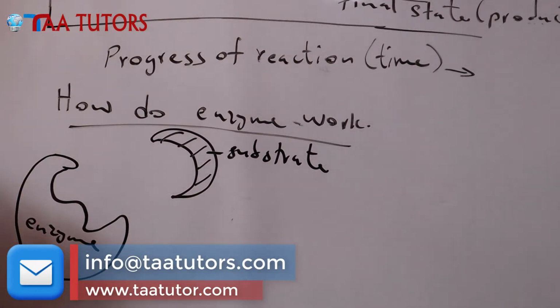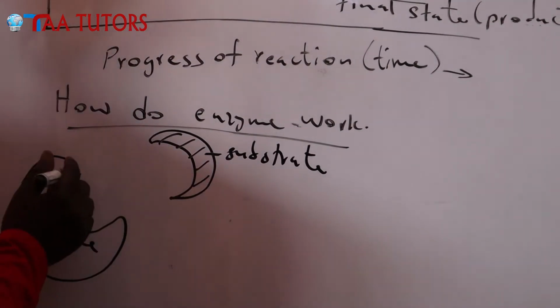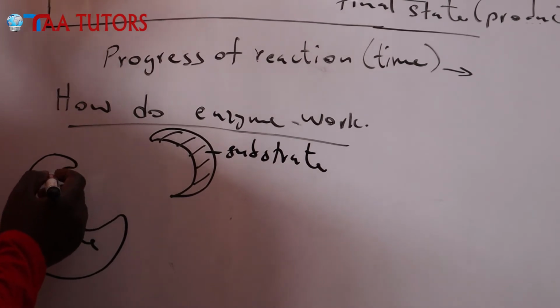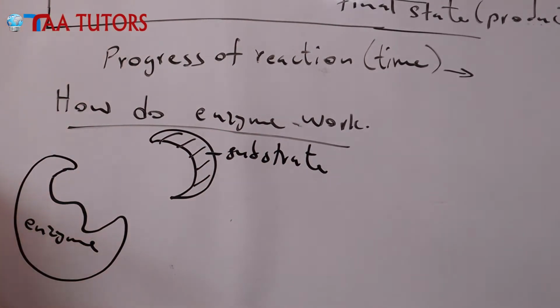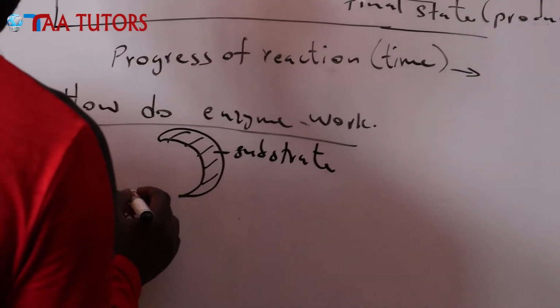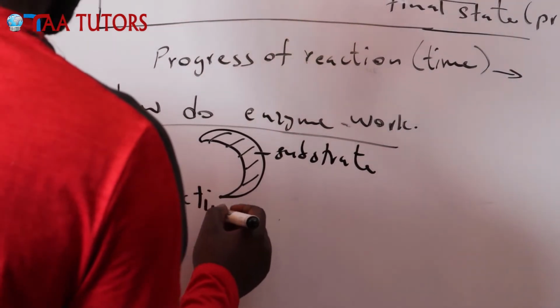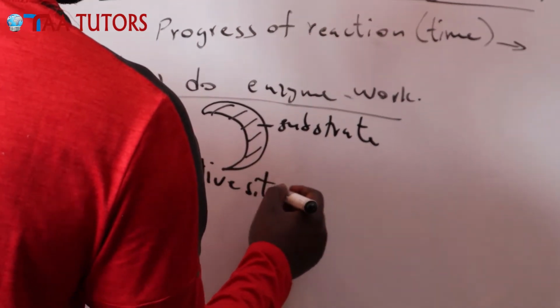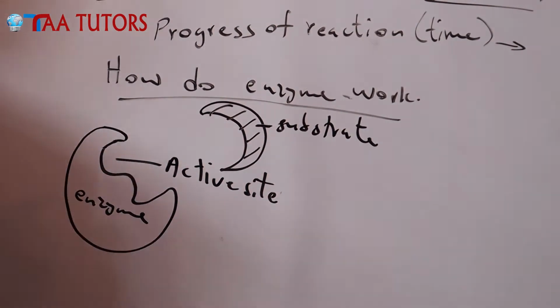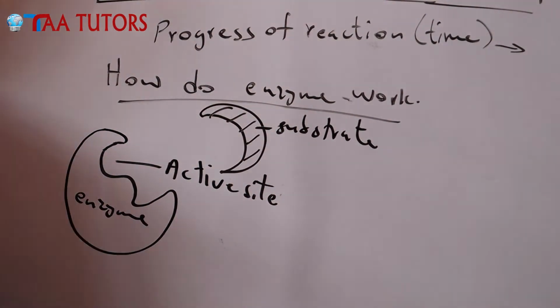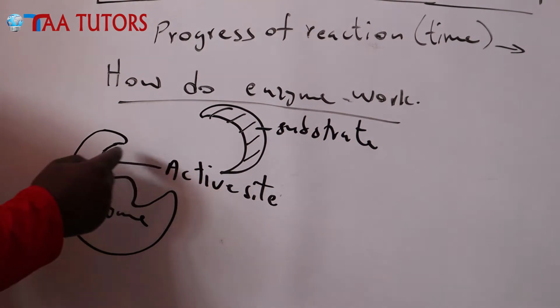Enzymes have got one side that has a shape that can make the substrate fit in. So this is the site here. So we can call this the active site. Actually, this is where the reaction will be taking place. So this particular substrate will be fitting in here.